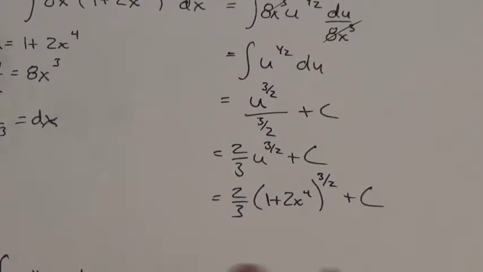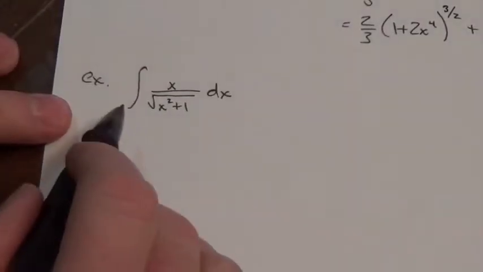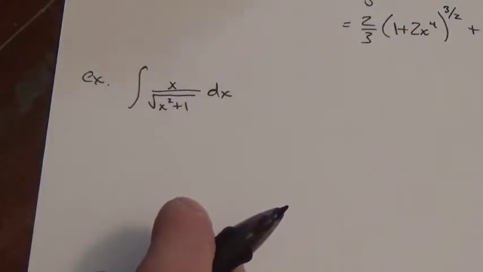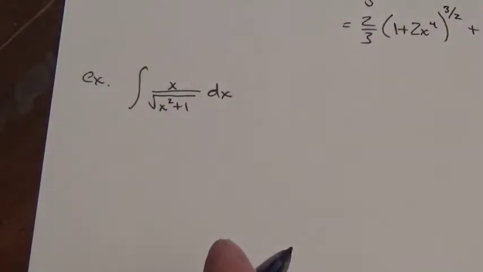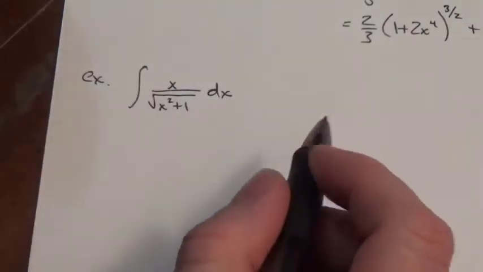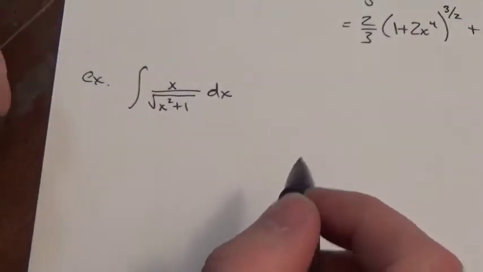Okay, let's take a look at another one. Okay, the integral, and again, notice that this is an indefinite integral. Now, they don't have to be indefinite integrals. It's just my first couple of examples are going to look like that. I have got the integral of x over the square root of x squared plus 1.